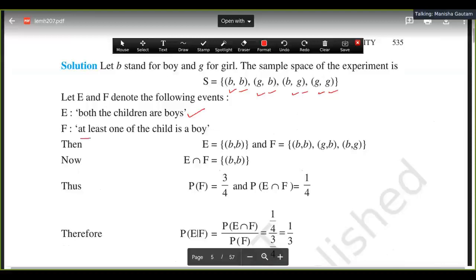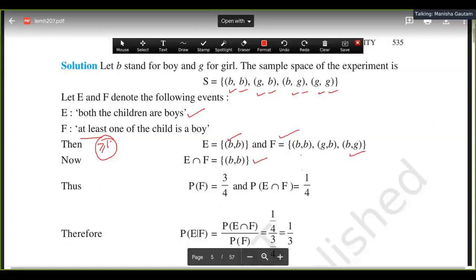At least one means greater than or equal to 1. All values you have to take. So E has only 1 element, both are boys. And in F, 1 and more than 1 boy means BB, GB, and BG. The intersection part is this one.